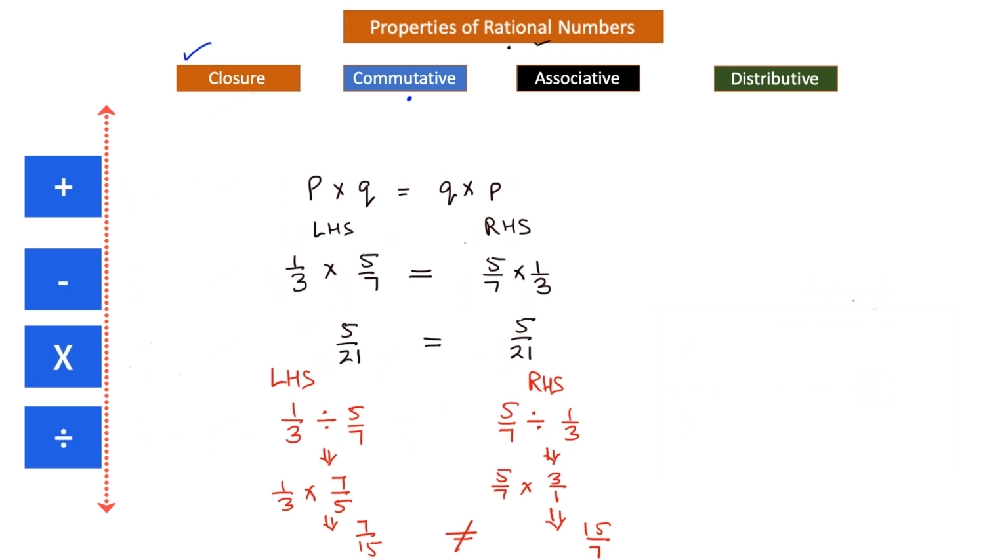So we will say, as a result, when we talk about the commutative property of rational numbers, it does hold true for addition, it does hold true for multiplication, but it is not true under subtraction and not true under division. So that's what you can conclude about the commutative property for rational numbers.